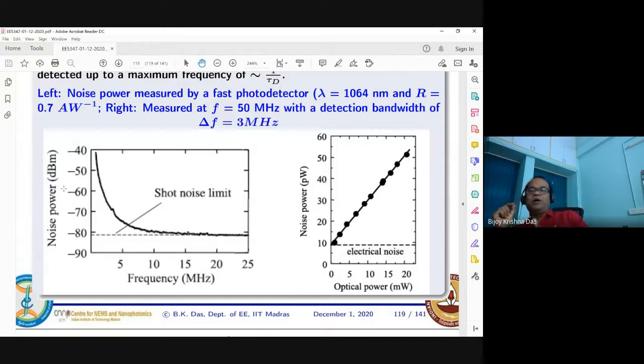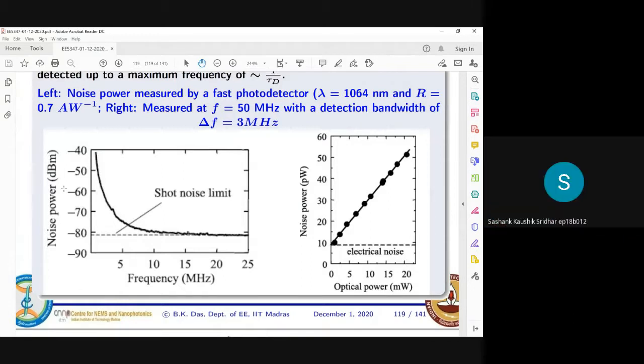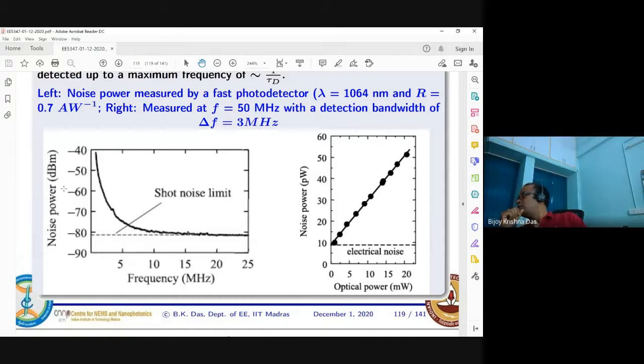Suppose I have a power of say 100 microwatt. Microwatt is the power. So in dBm scale, how much it will be? Is dBm 10 log of the milliwatt power? Who said that? Shashank. Yes, sir.